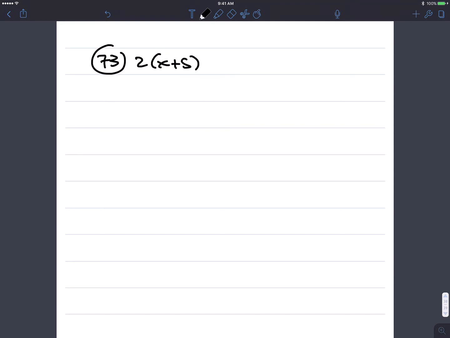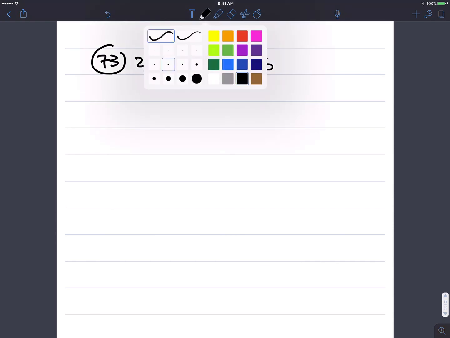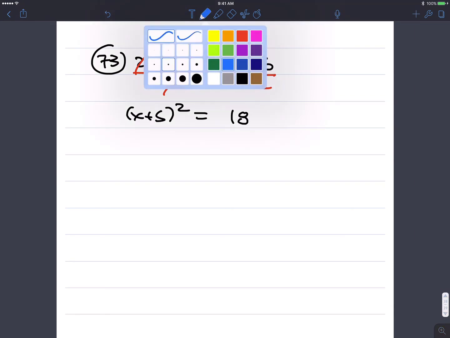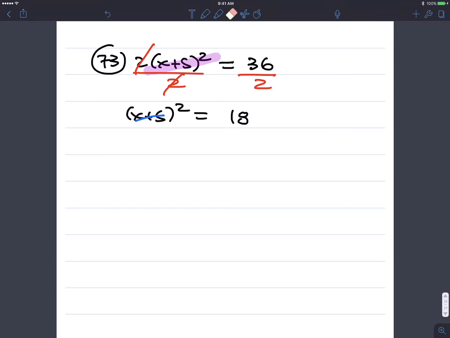2(x + 5)² = 36. We need to solve for (x + 5)², this whole thing, so that I can use the square root formula. So we divide both sides by our 2, so our 2 goes away. And then notice what we have: (x + 5)² is 18. We could use the square root formula.